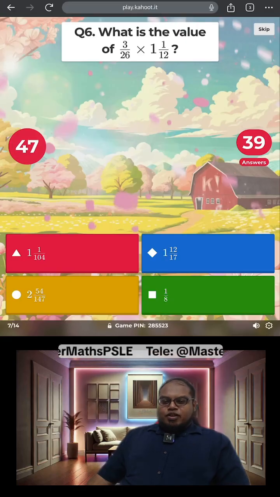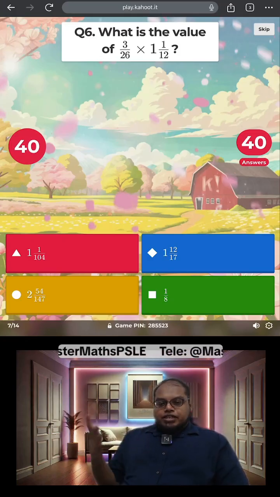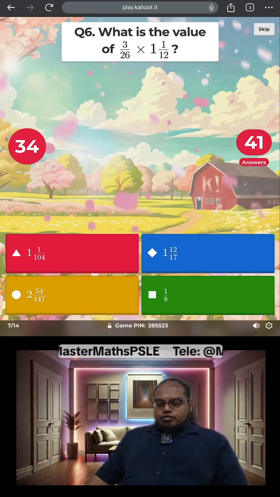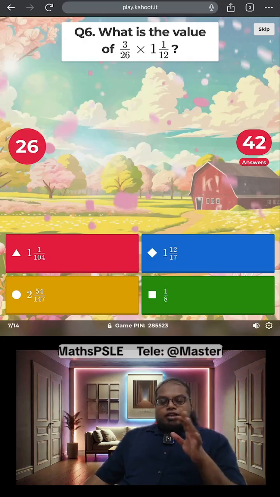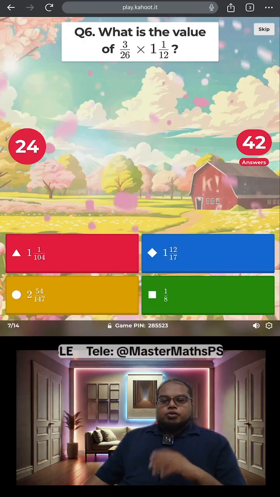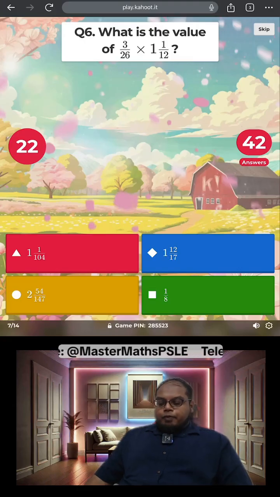Alright, 3 over 26 times 1 whole and 1 out of 12. Convert it to improper fraction first, then you multiply. Alright? 30 more seconds. Don't worry, I think they probably already got permission from their parents to be here. 20 more seconds. Are you sure it is blue?